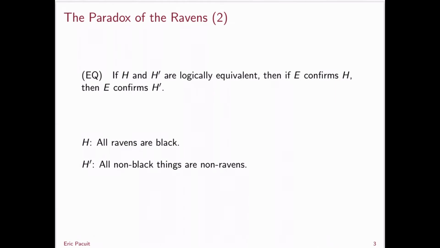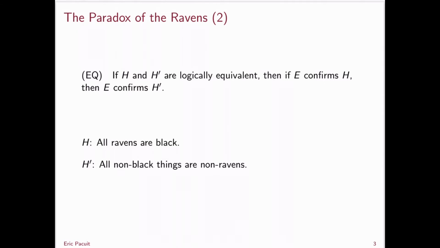The second assumption is the following. If H and H prime are logically equivalent, then E confirms H implies that E confirms H prime. So if you have some evidence for a hypothesis, and that hypothesis is logically equivalent to another hypothesis, in the sense that those two hypotheses are true in exactly the same situations, then your evidence also confirms the other hypothesis H prime.